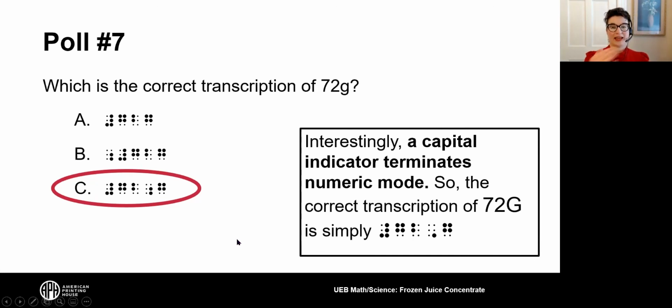Interestingly, if we had a capital indicator, that would terminate numeric mode, not grade 1 mode, but that would be fine for if we had 72 cap G. We wouldn't need a grade 1 indicator for 72 cap G because the cap does the work of terminating numeric mode.